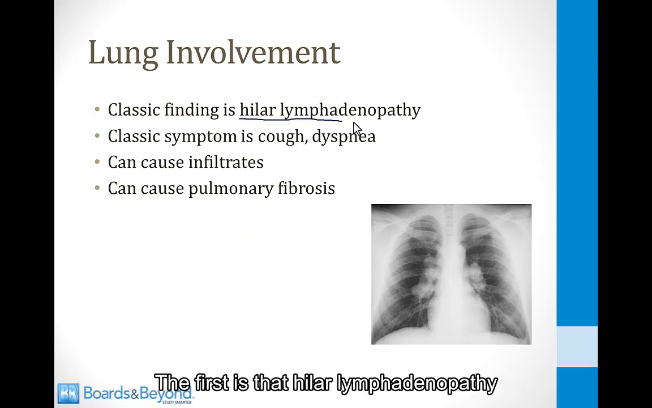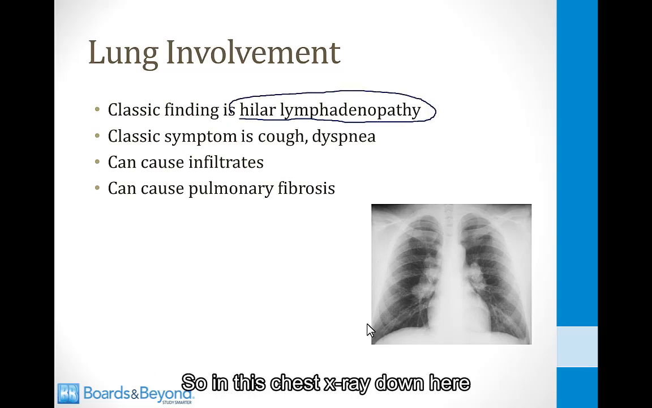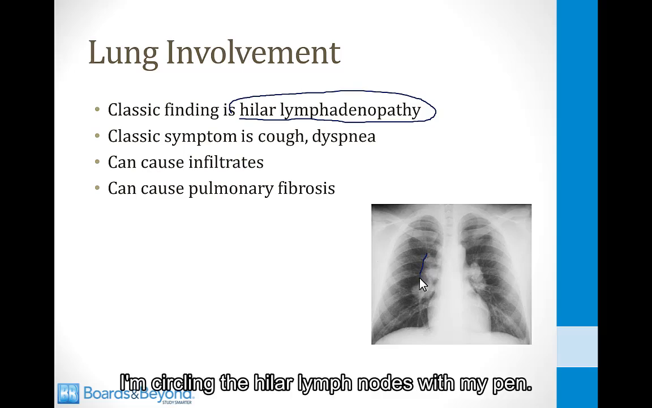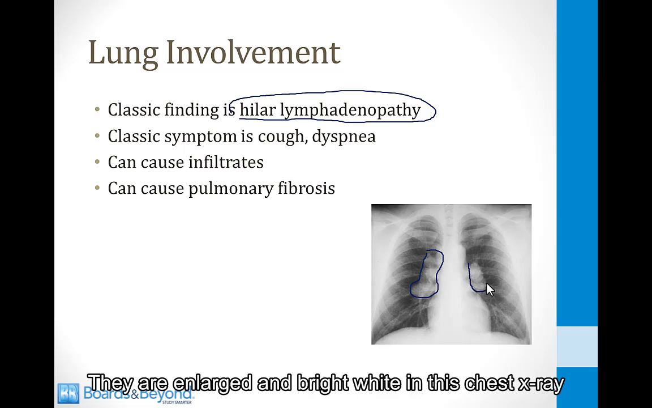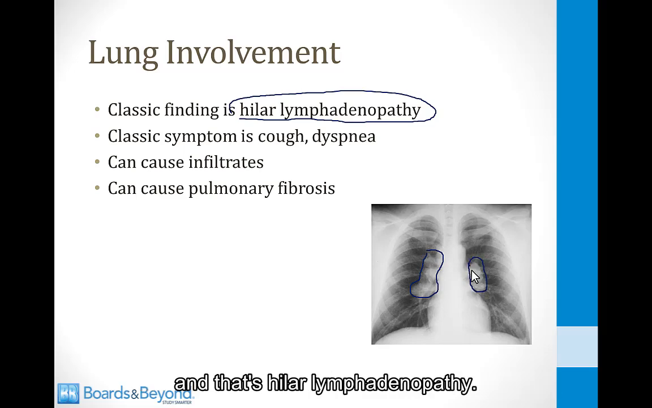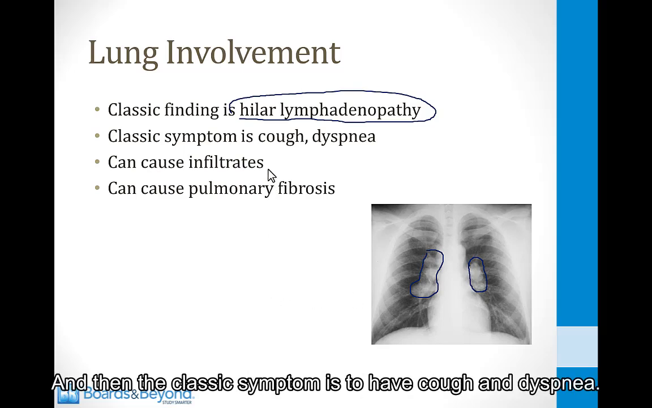The first is that hilar lymphadenopathy is a classic finding. So in this chest x-ray down here, I'm circling the hilar lymph nodes with my pen. They are enlarged and bright white in this chest x-ray, and that's hilar lymphadenopathy. You can also see that with tuberculosis, but it's classic for sarcoid. And then the classic symptom is to have cough and dyspnea.